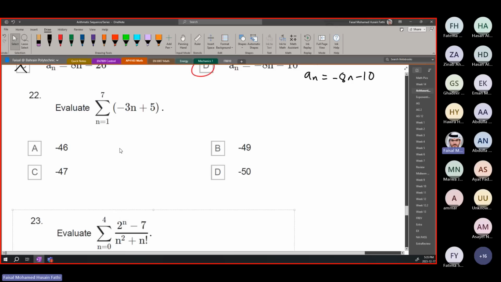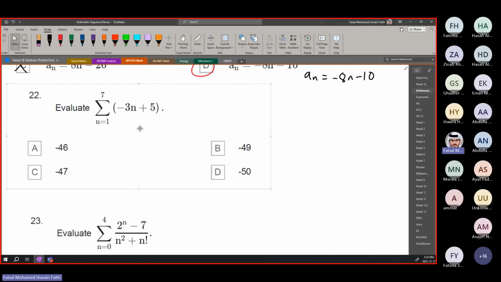Okay. Evaluate. If this question comes, don't do anything except go to your calculator: shift log, the top log, the one under the on button. Click that button and evaluate. So it is going to be minus 3x plus 5. Your starting number is 1 and your ending number is 7. Press equal. The answer is going to be minus 49. Select minus 49 and done.